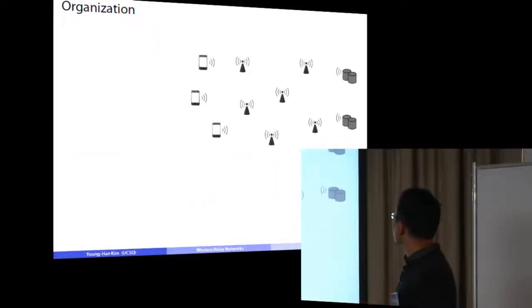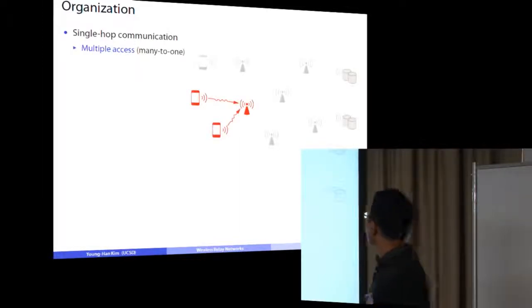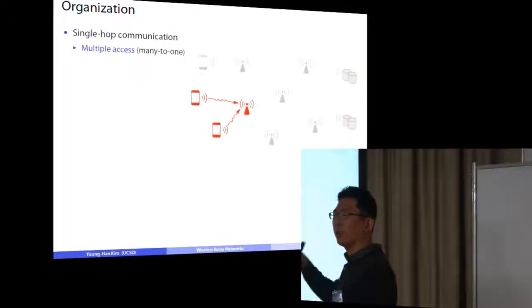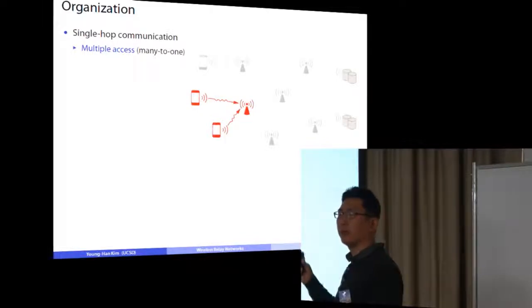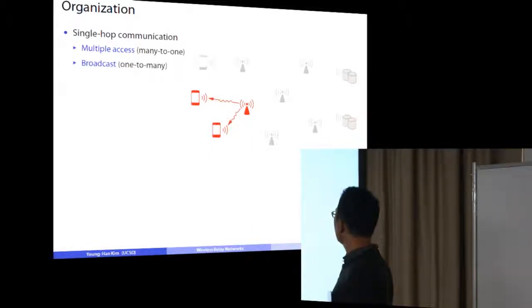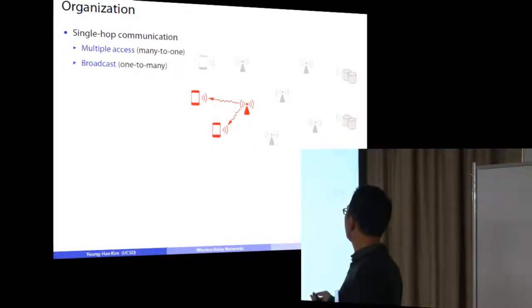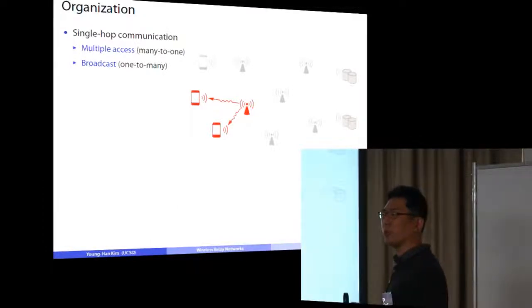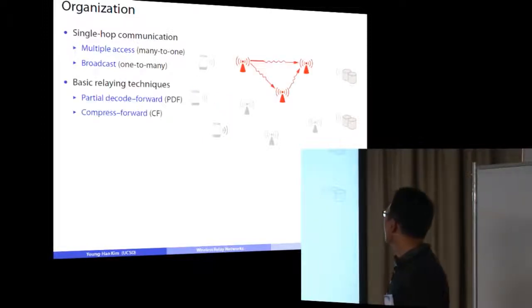So here is the organization of the rest of the tutorial. Before we go to the relay and talk about many nodes, I'm going to first study single hop communication as background. Our first stop is the multiple access channel, which is many-to-one single hop communication. So there are many senders talking to a single destination node. We also study the dual problem, which is one-to-many broadcast communication. And we'll go over the basic coding techniques for these two scenarios.